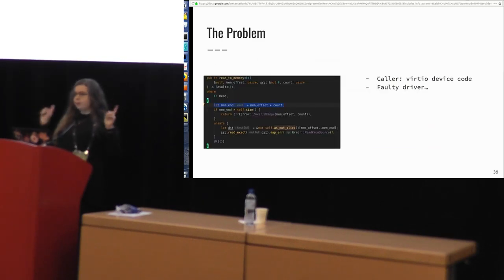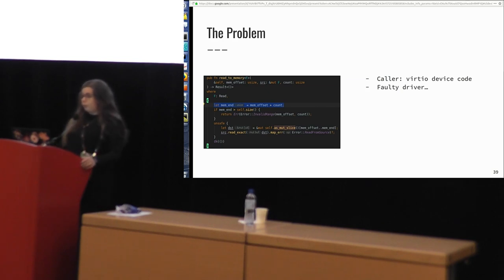So this is the actual problem. That was the code snippet where the bug happened, and the highlighted line is where the overflowing operation was. So this is the read-to-memory function that is called from Virtio device code, among other things. Usually what happens is the Virtio device is compliant and the Virtio driver is nice and doesn't send us invalid input, and that operation never overflows. The data always goes into memory where you want it to go, everything works fine.